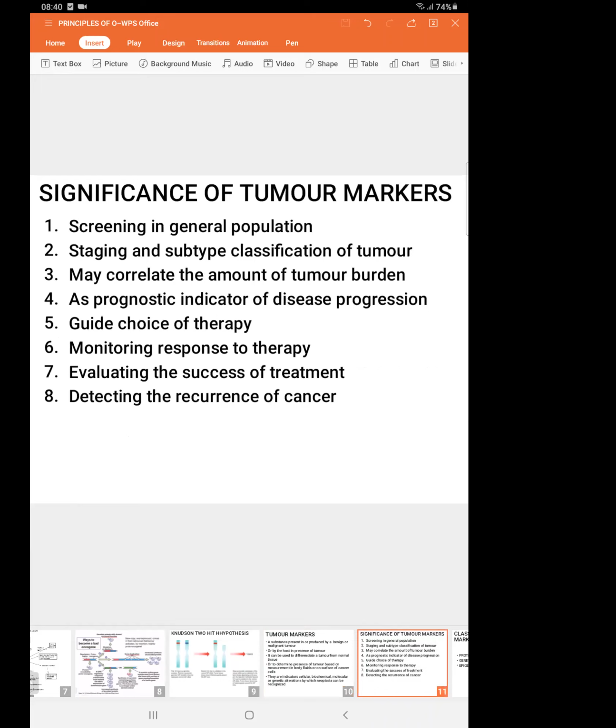Thus, there are various significances of tumor markers. They can be used as screening in the general population. They can be used for staging, subtyping and classification of the tumors. Tumor markers can correlate with the tumor size or the tumor burden. They can be used as a prognostic indicator of disease progression, and they can guide the choice of therapy. They can monitor how much tumor burden is remaining or how much is the response to therapy, and they can also evaluate the success and the recurrence. If the tumor markers are increased, that might show an early recurrence before clinical or imaging evidence.